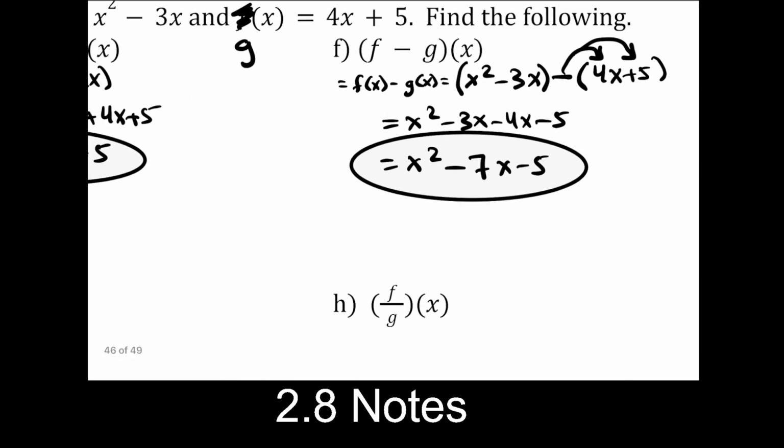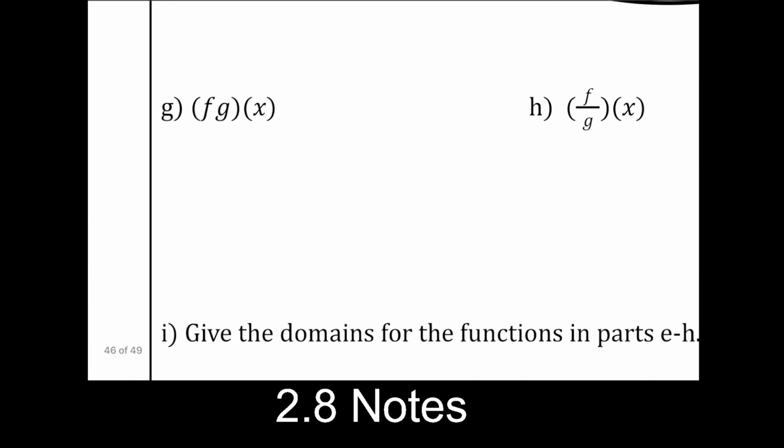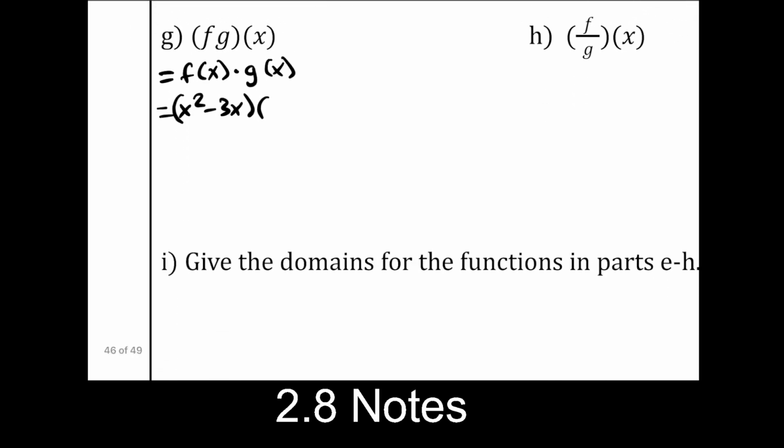And we'll keep going with the same process. Here I have f of x times g of x, again by definition. And f of x is x squared minus 3x, again in parentheses. G of x is 4x plus 5. Oops, sorry. 4x plus 5. And so here it's going to require just a little bit of algebra, right? And this is just a foiling problem. Take this times both. Take this times both. We've done this before, right?